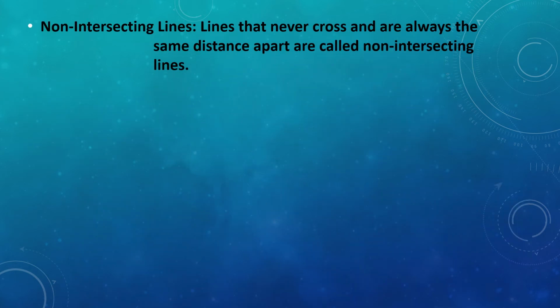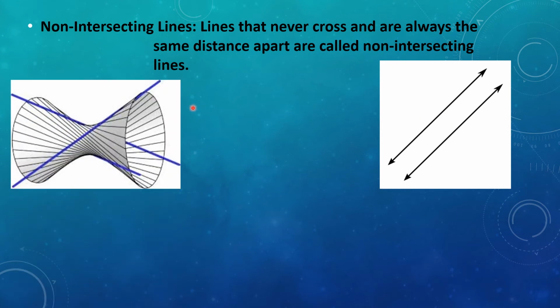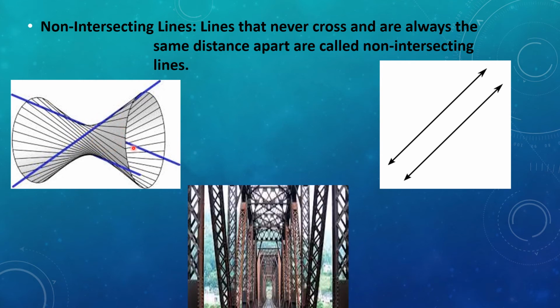Now, what are non-intersecting lines? Lines that never cross each other and always are at the same distance apart are called non-intersecting lines. Here you can see that these two lines do not intersect each other and are equally apart. So these two lines are called non-intersecting lines. Here you can see that there are infinite number of lines and they do not intersect each other and are equally apart from each other. So these lines are called non-intersecting lines.